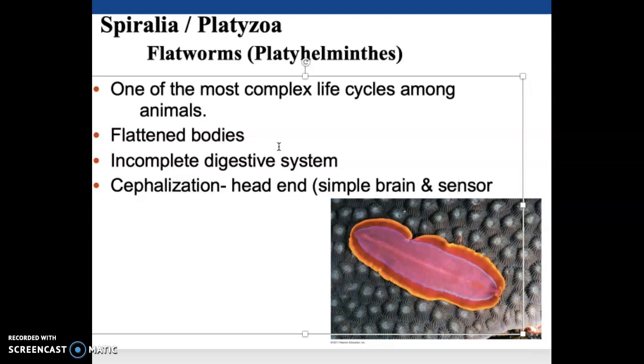and sensory organs. Not to the complexity of what we see in higher animals, but things that help them detect stimuli, eye spots, and things that can detect tactile, mechanical, and light levels tend to be concentrated in this head region. When we look at the body plan, it's made up of three tissue layers. We talked about that with development.